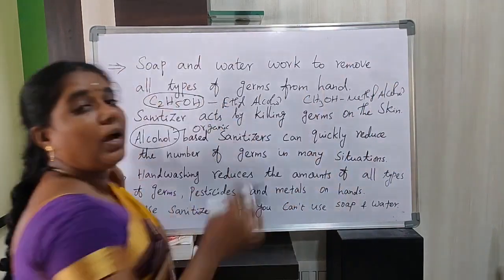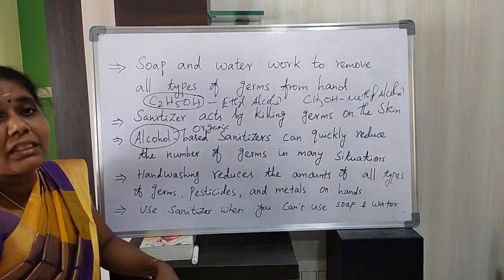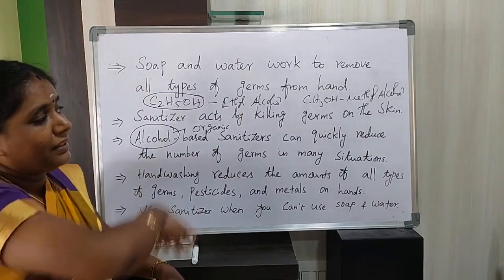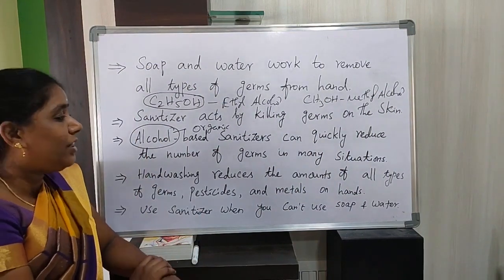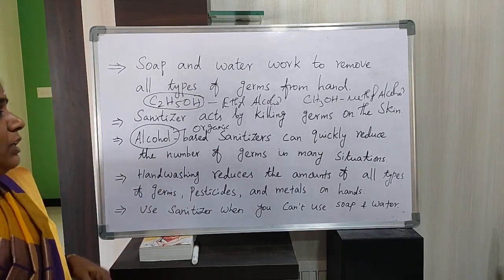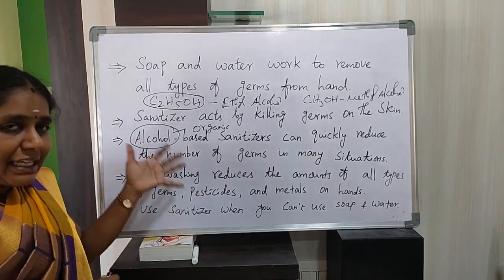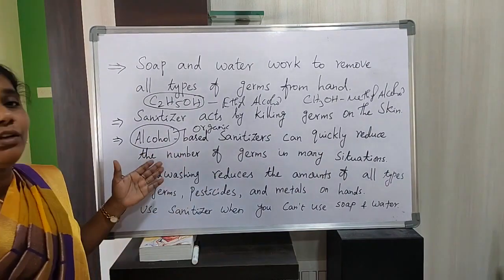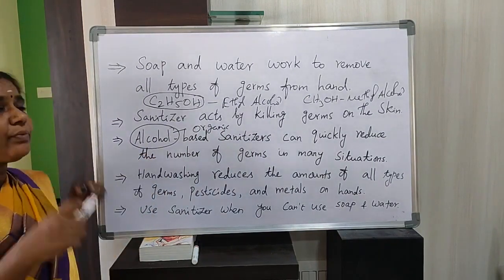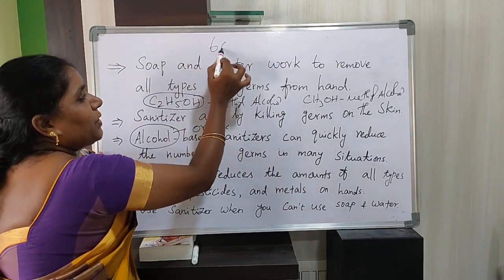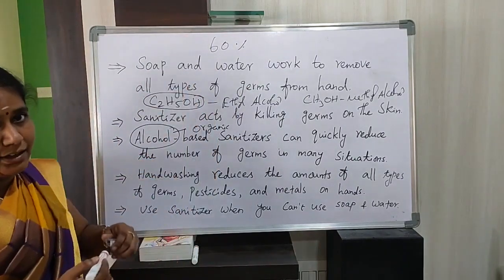Ethyl alcohol or ethanol. This is methyl alcohol or methanol. So, alcohol based sanitizer is generally used to kill germs. These sanitizers can quickly reduce the number of germs in many situations. Mostly, we need to use at least a 60% alcohol based sanitizer.